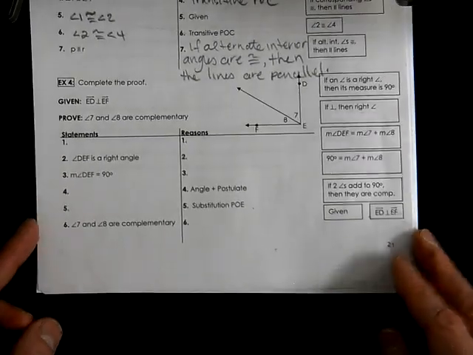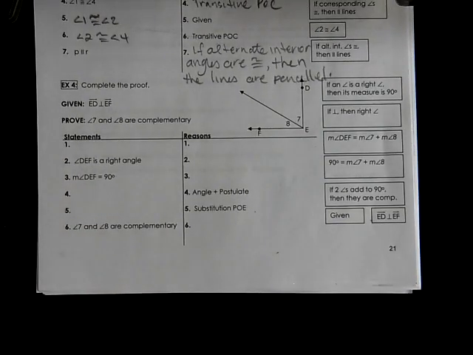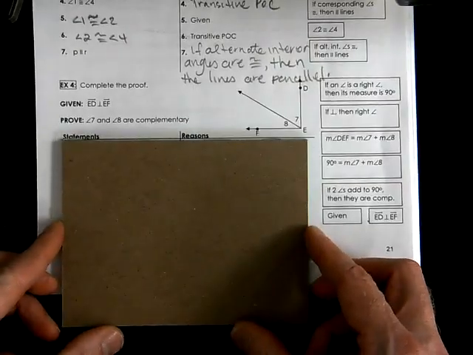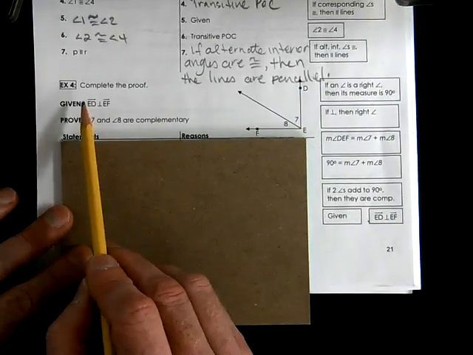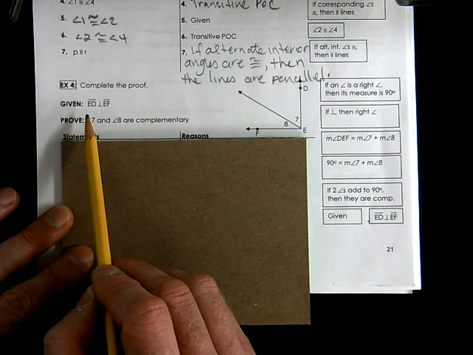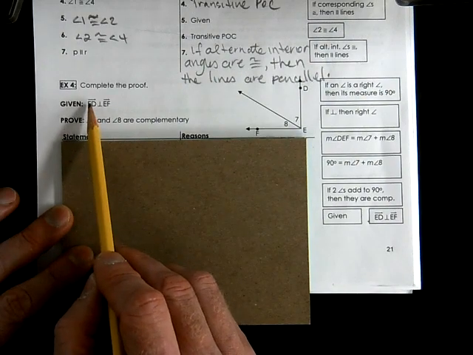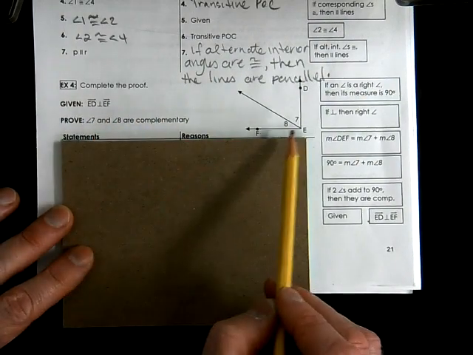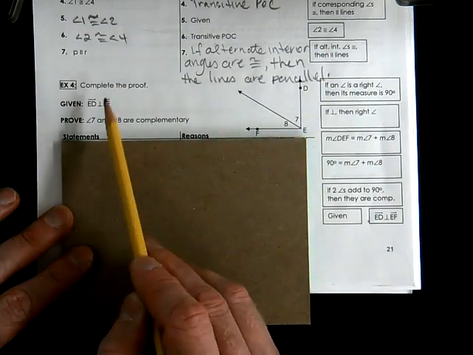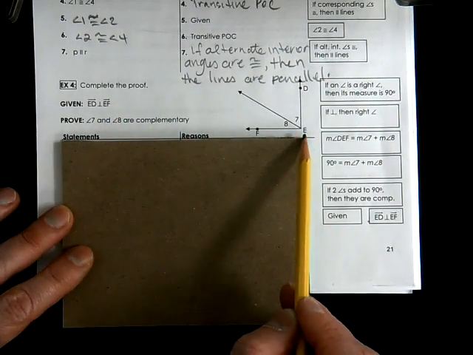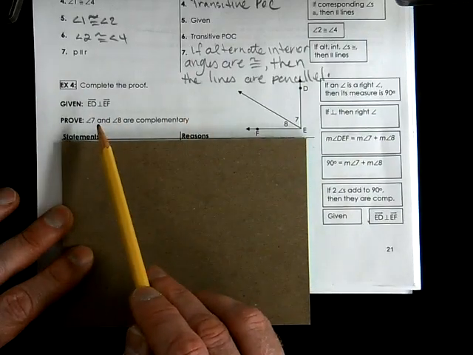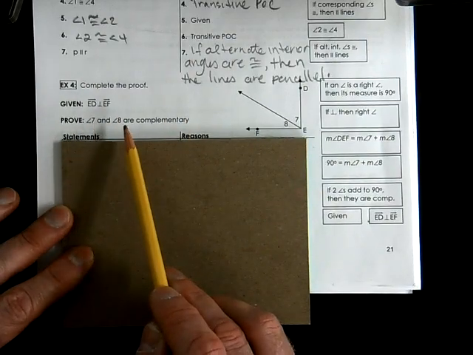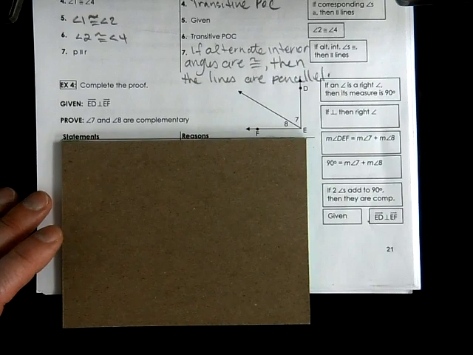Let's come on down to the next one. Before you do your proof, come up with a plan. Talk to the person next to you. Explain it to yourself if you're by yourself. Ray ED is perpendicular to ray EF. That's all we know. Why are angles 7 and 8 complementary?